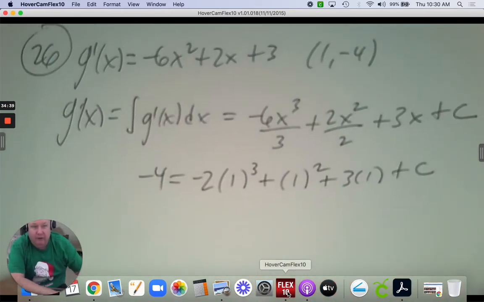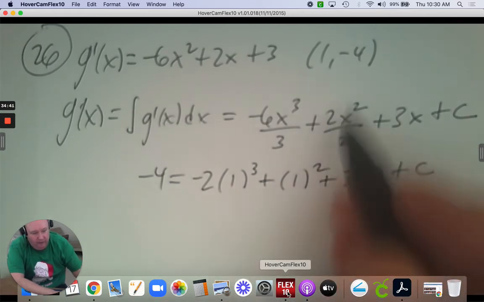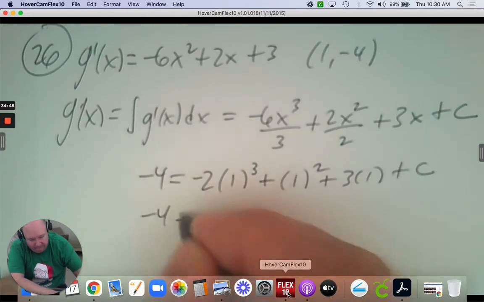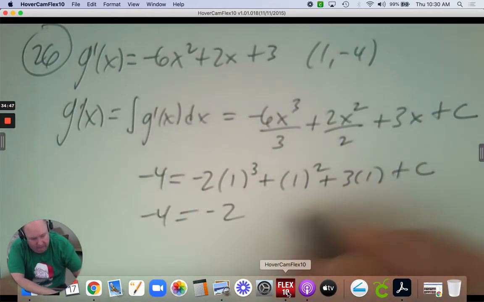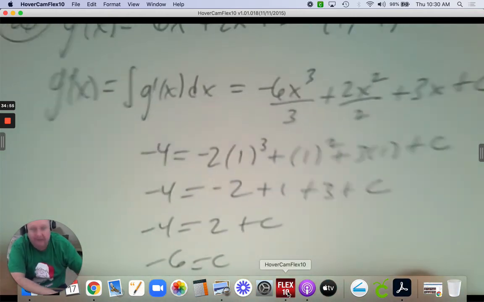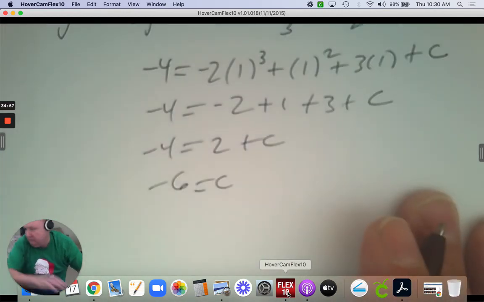And now I'm solving for the constant. So I make it equal to negative 4, I plug 1 in for x, and now I solve it. So this is negative 2 plus 1 plus 3. This is 4, take away 2, subtract 2. So I get c is equal to negative 6, double check.